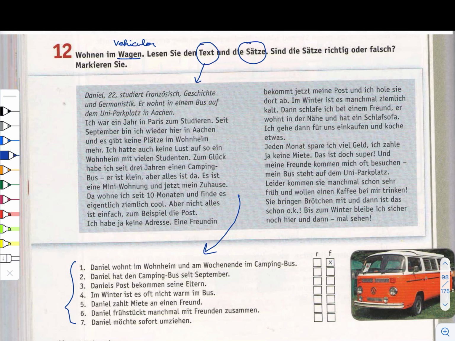And then what are they telling? Sind die Sätze, these sentences, are they right or wrong? From this, it's right or wrong, and we need to mark it. So first we will see the text.